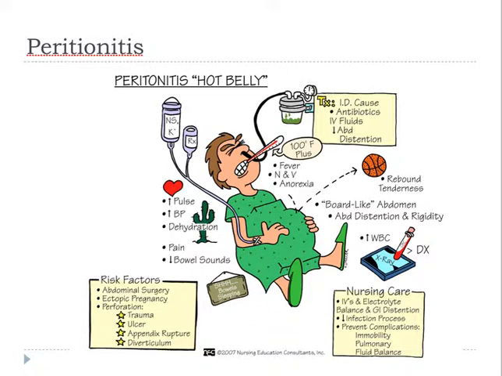So again, tender, rigid, distended, board-like, rebound tenderness, guarding, all of those things, if you see that in a patient, that should be a red flag and you should be thinking, I may be dealing with a potential emergency here and my patient might crash. So you want to notify the physician ASAP of those findings and have a fresh set of vitals.